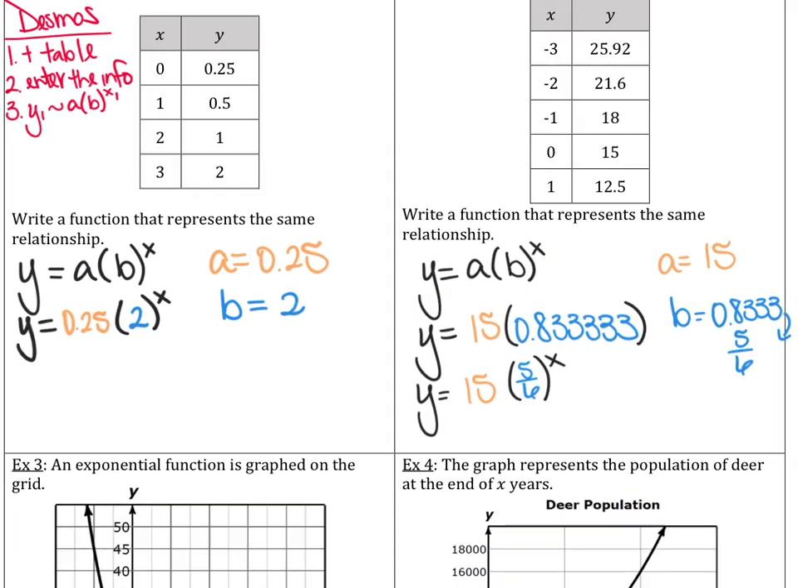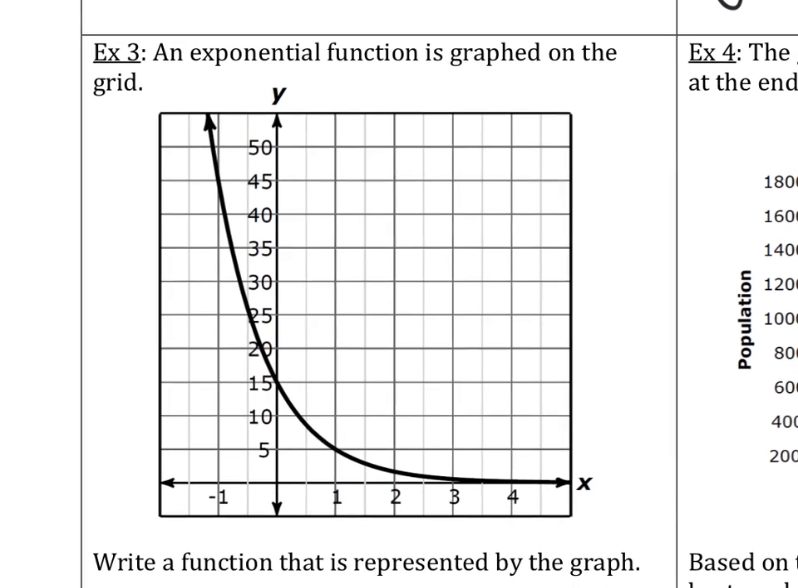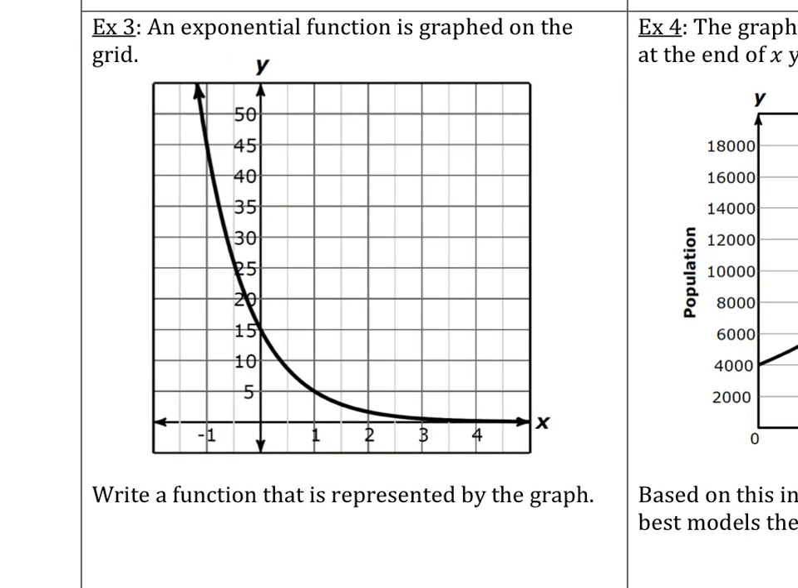Now sometimes you're not given a table, sometimes you're given a graph. So let's look at example number 3. It says an exponential function is graphed on the grid. Write a function that represents the graph. What you have to do is create a table from the data that it provides for you.